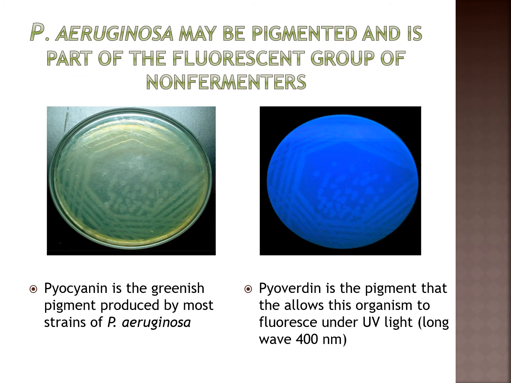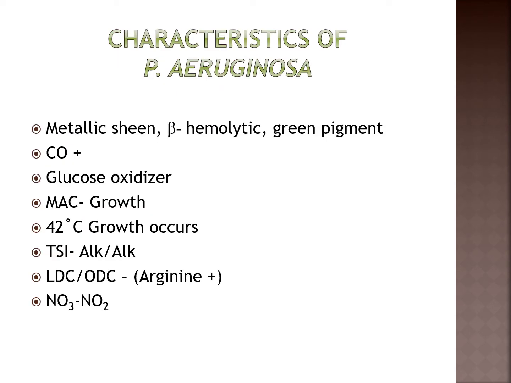Pseudomonas aeruginosa is in what's known as the fluorescent group of non-fermenters. Non-fermenters either produce a pigment known as pyocyanin, which is a greenish pigment produced by most strains of Pseudomonas aeruginosa, or pyoverdin, which is the pigment that allows the organism to fluoresce under ultraviolet light. Characteristics that are common for Pseudomonas aeruginosa: on blood agar they have a metallic sheen. It almost looks like tinfoil on blood. They are beta hemolytic most of the time and produce a green pigment. Now sometimes they can be kind of brownish or bluish as well, but if they produce that classic green pigment, then we know it's a Pseudomonas aeruginosa.